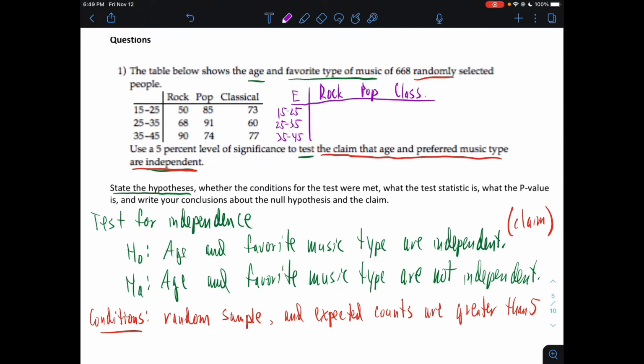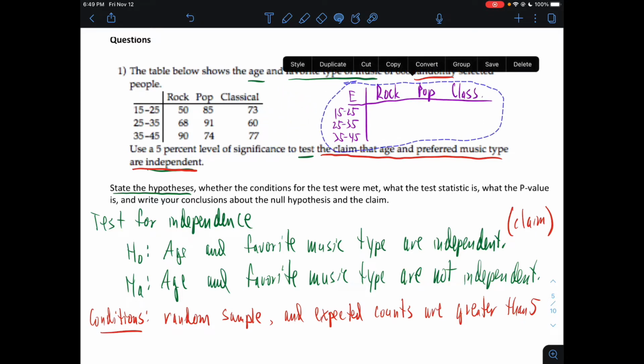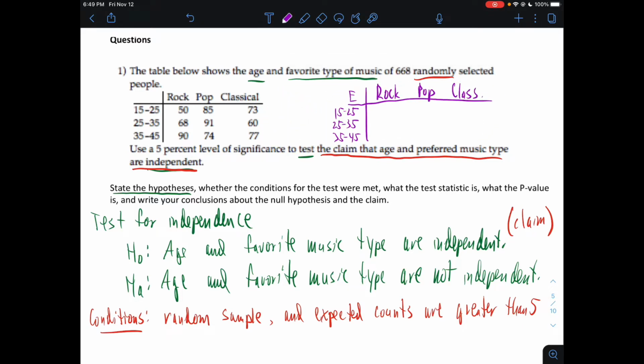But we do need to find the other totals. So that's one thing that you want to do first. Find your totals, and then you can start filling in your data. So for example, in the first row, for the age group 15 to 25, you would take 50 plus 85 plus 73, and that gives you 208.